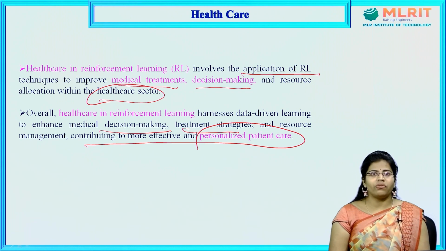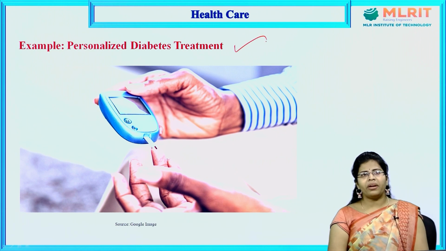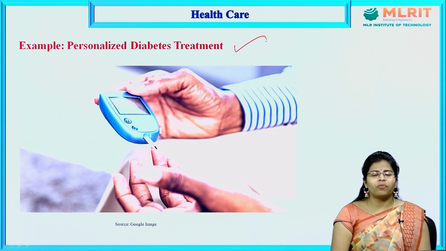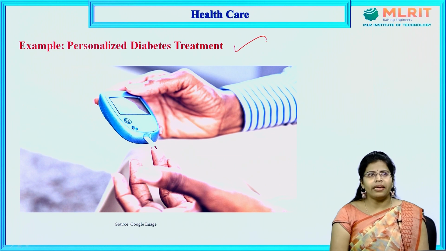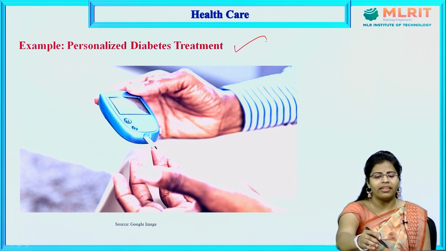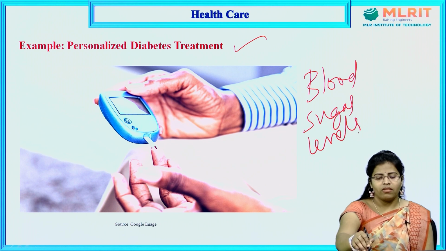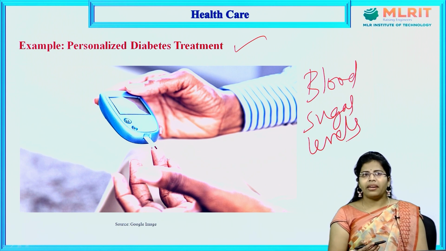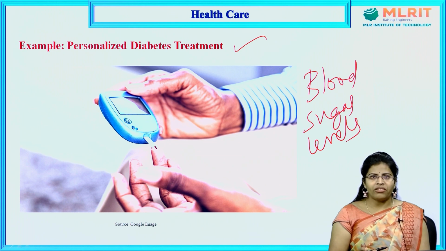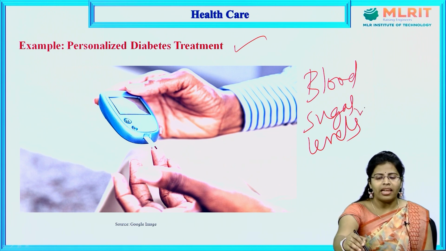Let me explain with one example. That is personalized diabetes treatment. Nowadays everybody is facing the diabetes problem. So how can we reduce this? For example, imagine a patient with diabetes who needs to maintain his blood sugar levels with the help of insulin therapy. So there is a machine developed to determine how much insulin is to be given. The main goal of this personalized diabetes treatment is to check the blood sugar levels.